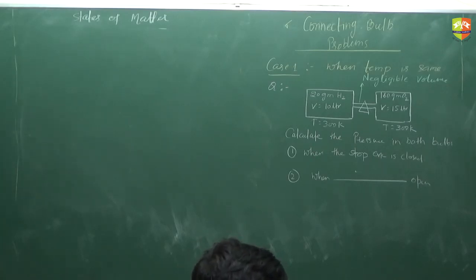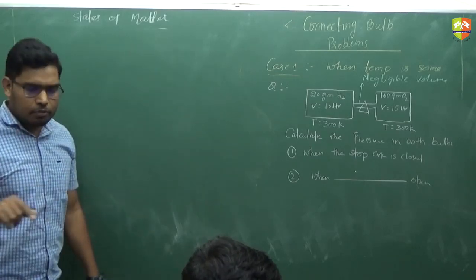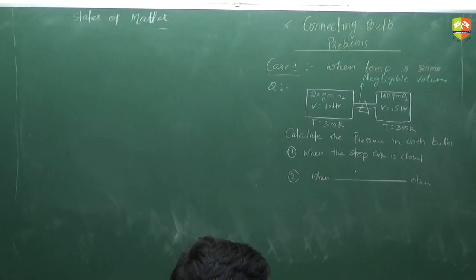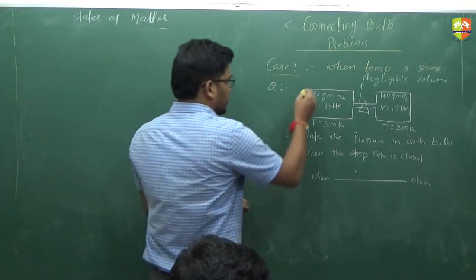Or better, you take R as 1 by 12. It's easy. You take R value as 1 by 12, I think it will be easier. What is the pressure in both the bulbs? It's 500 and 500. Which one is 25? This is A, this is B.